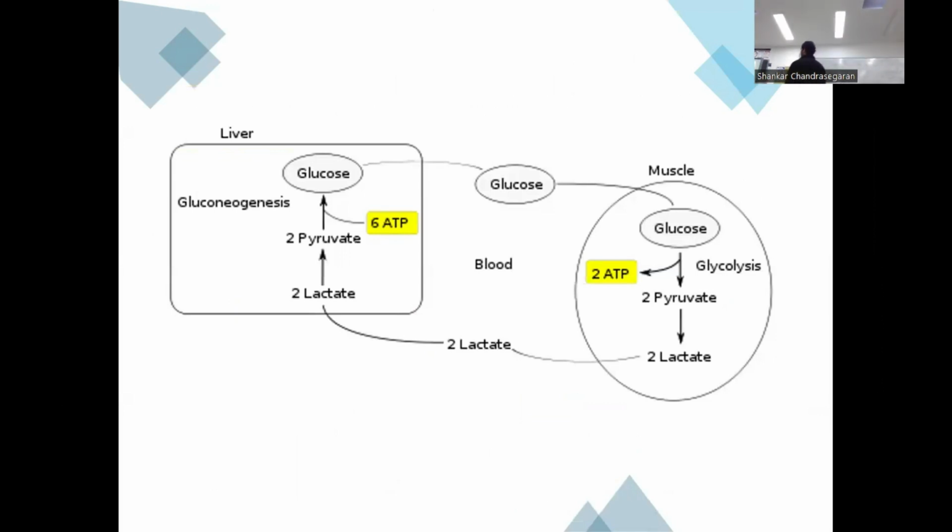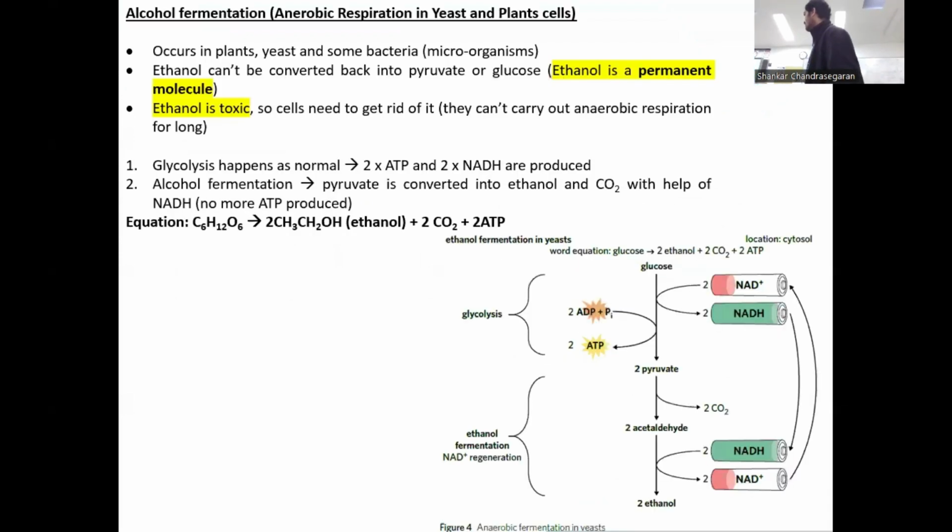So, like I said, right, glucose is made into lactic acid. Lactic acid goes to the liver, made back into glucose. You don't need to know any of this. I'm just including this so that you know that the lactic acid is made back into glucose. Yeah, essentially you don't need to know much about this stuff. Right. Next one is alcohol fermentation, which is basically aerobic respiration that's occurring in yeast and plant cells. And this is specifically towards yeast and plant cells and some bacterial cells as well.